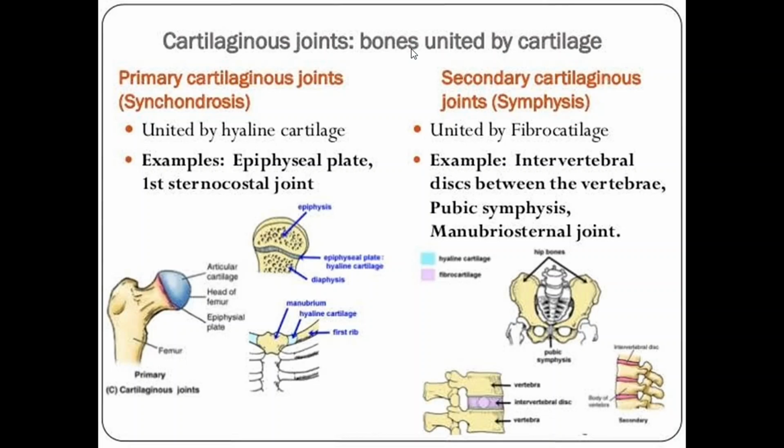Cartilaginous joints are joints which unite the bones by cartilage. We have two types. One is the primary cartilaginous joint, which is also known as synchondrosis, and the second one is secondary cartilaginous joint. The difference between primary and secondary is that primary is united by hyaline cartilage and secondary is united by fibrocartilage. The examples of primary cartilaginous joints are the epiphyseal plate and the first sternocostal joint. The examples of secondary cartilaginous joints are the intervertebral disc between the vertebrae, the pubic symphysis, and the manubriosternal joint.